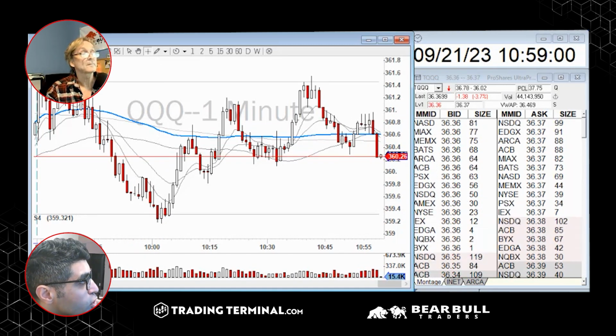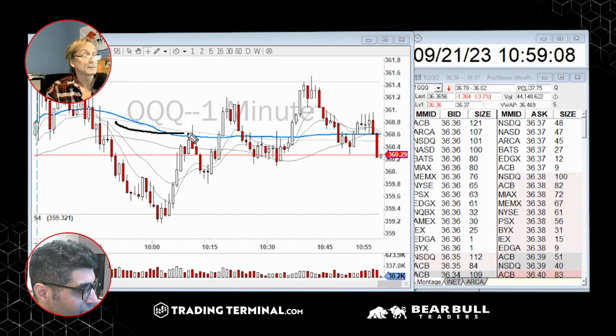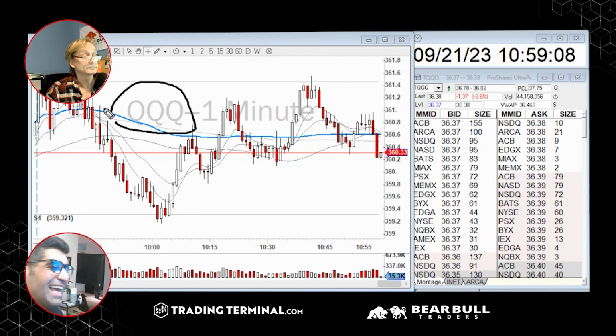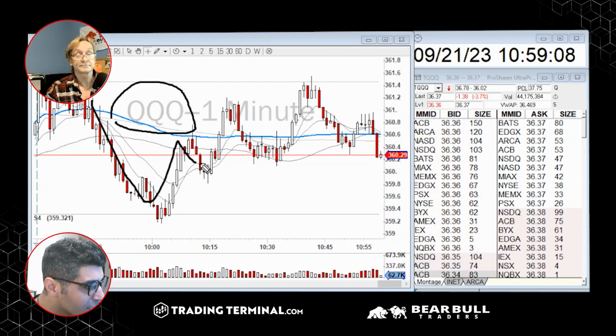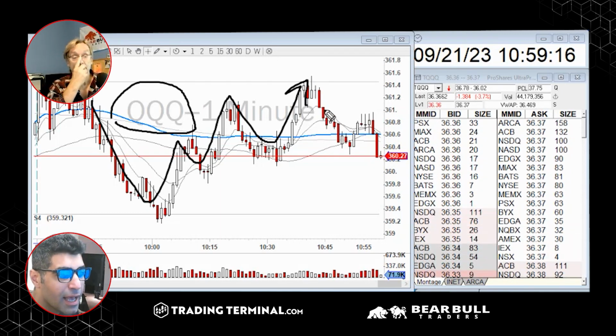Again, it's very, very important, guys, to look at the QQQ, because TQQ is a leverage product, a derivative of QQQ. So it moves exactly like QQQ, but in a leveraged manner.